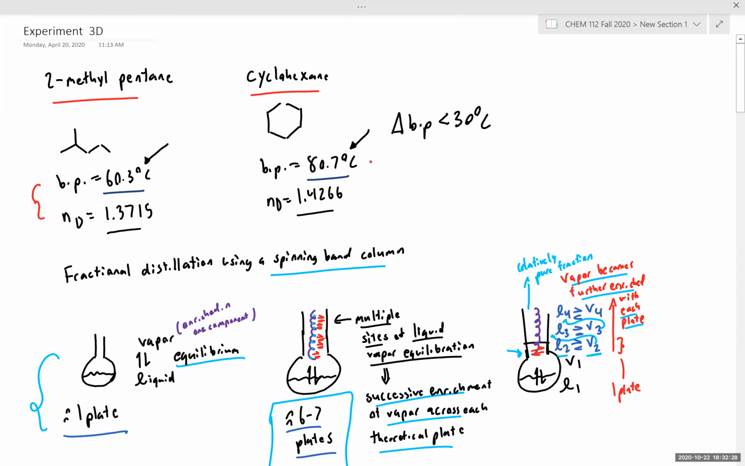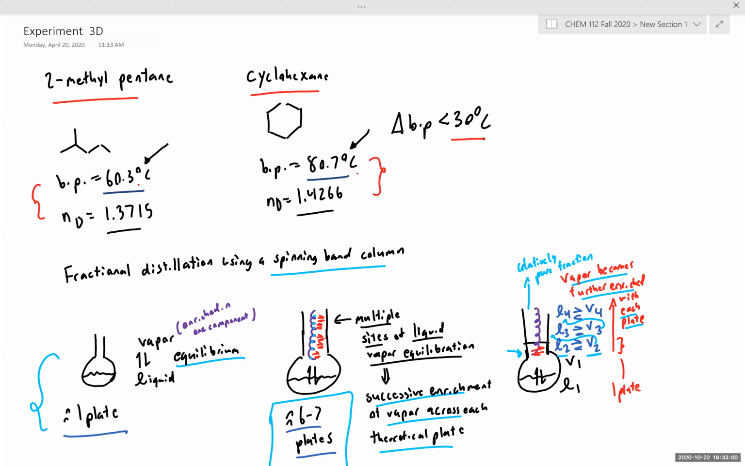Note, your lab manual provides you both the boiling point and refractive index. You can also find the boiling point and refractive index from literature sources as well. Now, as we notice, if we compare the boiling point of 2-methylpentane and cyclohexane, the difference in boiling point is less than 30 degrees. This is a key signpost in terms of what technique we need to apply.